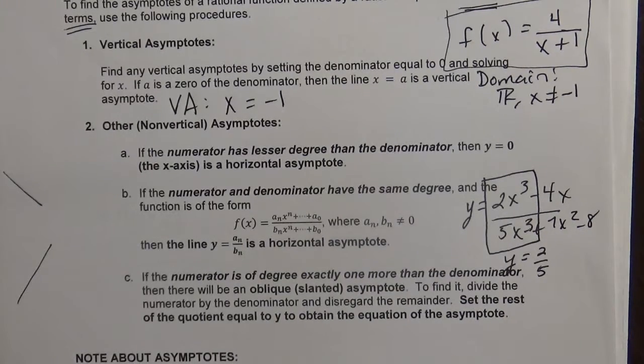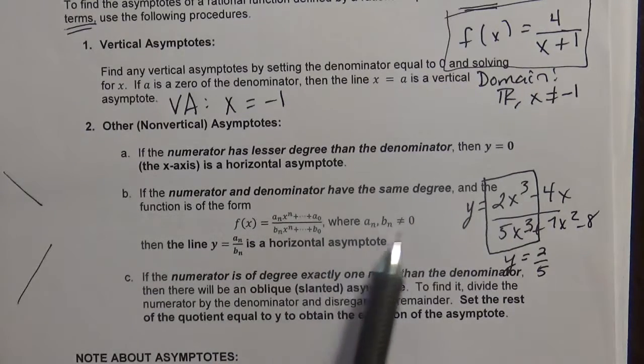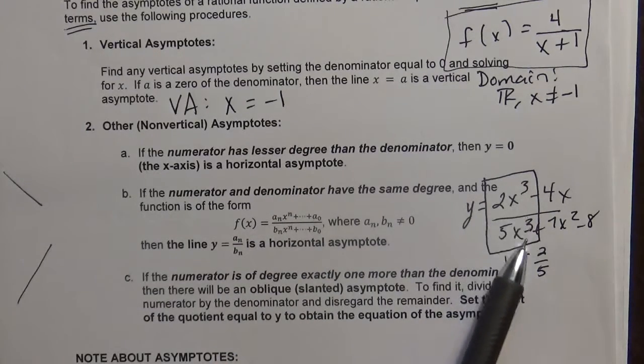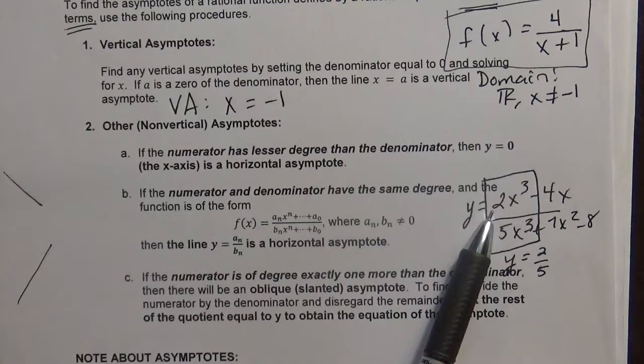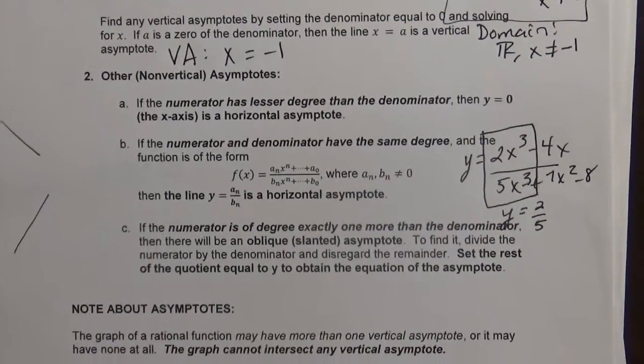So horizontal asymptotes are really easy. You just have to keep in mind if your numerator has a smaller degree than your denominator, it's just going to be y equals 0. If your numerator and denominator have the same degree, then it's just going to be the leading coefficient in the top divided by the leading coefficient in the denominator. Part C.